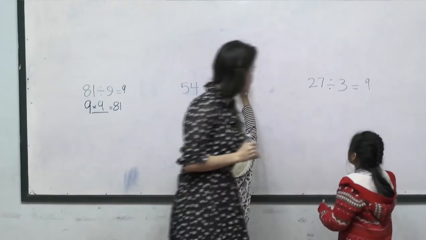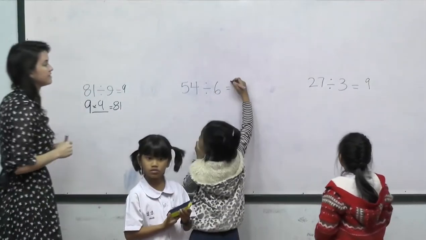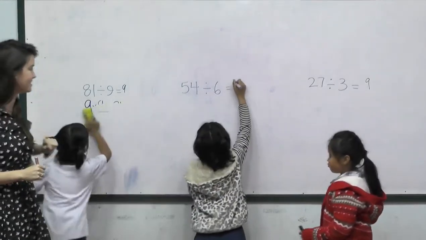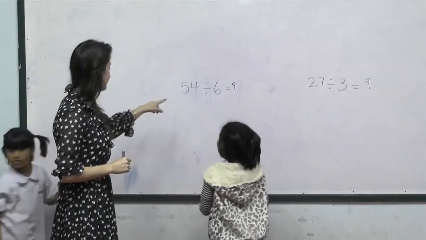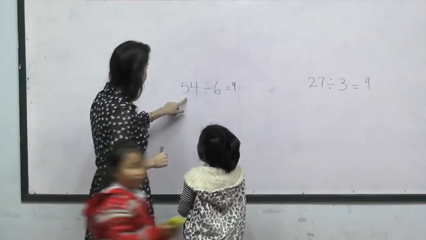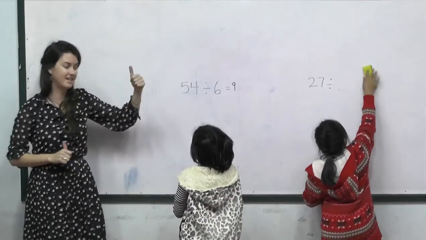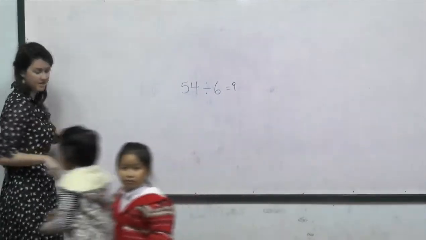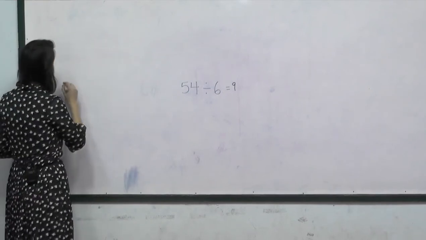Tell us what you did here, Pen Pen. 72 divided by 8 equals 9. Good, very nice. And Nadia, what do you have? 54 divided by 6 equals 9. Very nice job. Okay, you're good to erase. You can use the eraser that Pen Pen has.